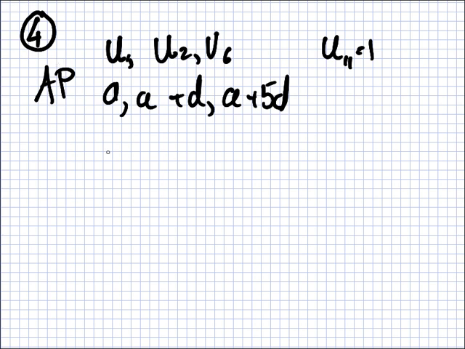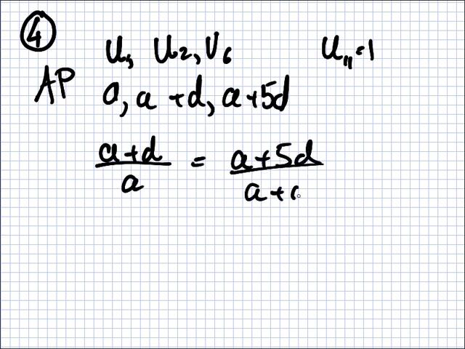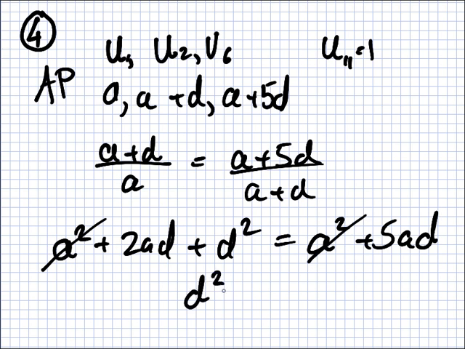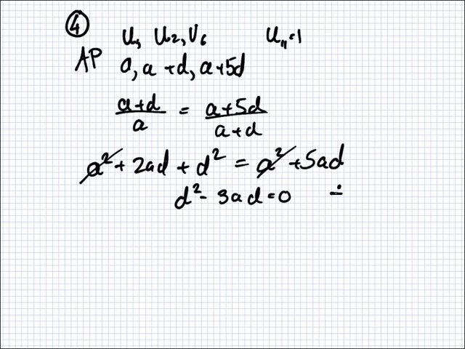Because they're also geometric, it means I could do this again. See what I did there? Clear or unclear? Is it okay? Cross multiplying, and so cancel, and I get d squared minus 3ad equals 0. Now d can't be 0, right? We don't want d to be 0, so I'm allowed to divide by d, and I get d minus 3a equals 0.